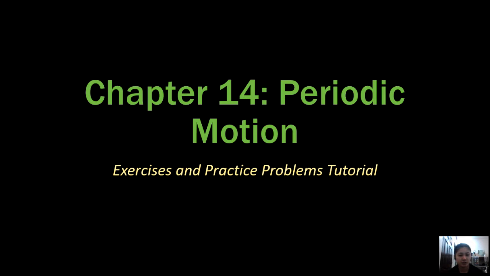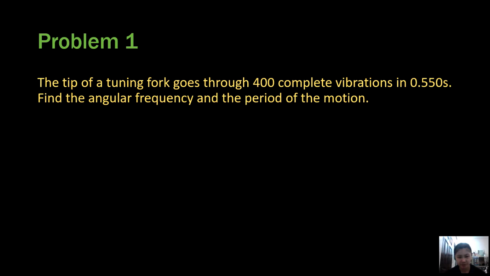So let's start with the first problem. Problem number 1. The tip of a tuning fork goes through 400 complete vibrations in 0.550 seconds. Find the angular frequency and the period of the motion. So the problem is requiring that we solve the angular frequency and the period of the motion.